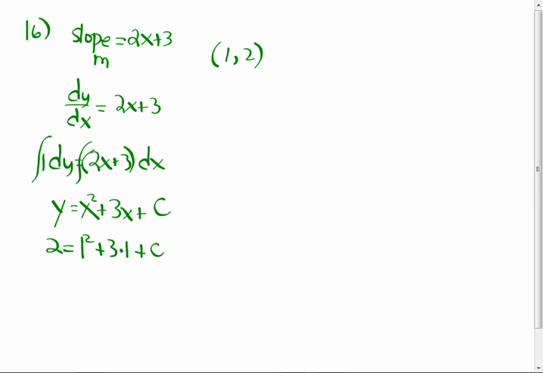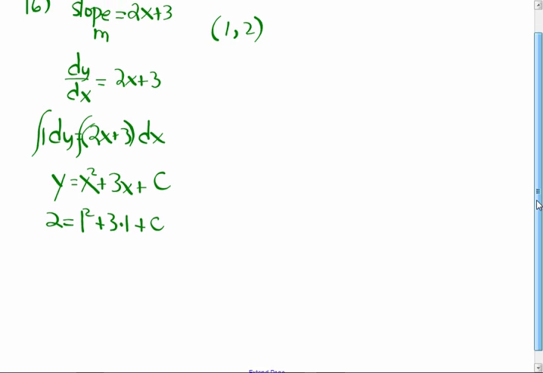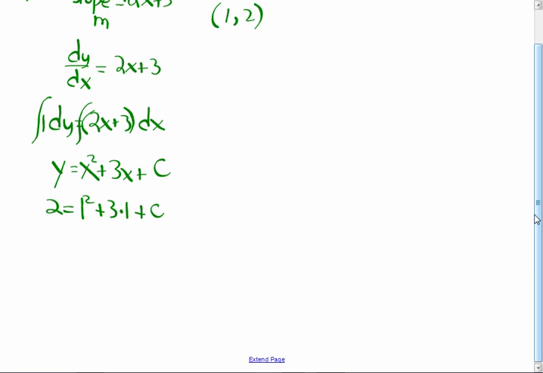Because I just substituted it in. This is the antiderivative of 2x plus 3, and then you put in the (1, 2). So that gives me 4. Gives me 2 equals 4 plus c. So c is negative 2.